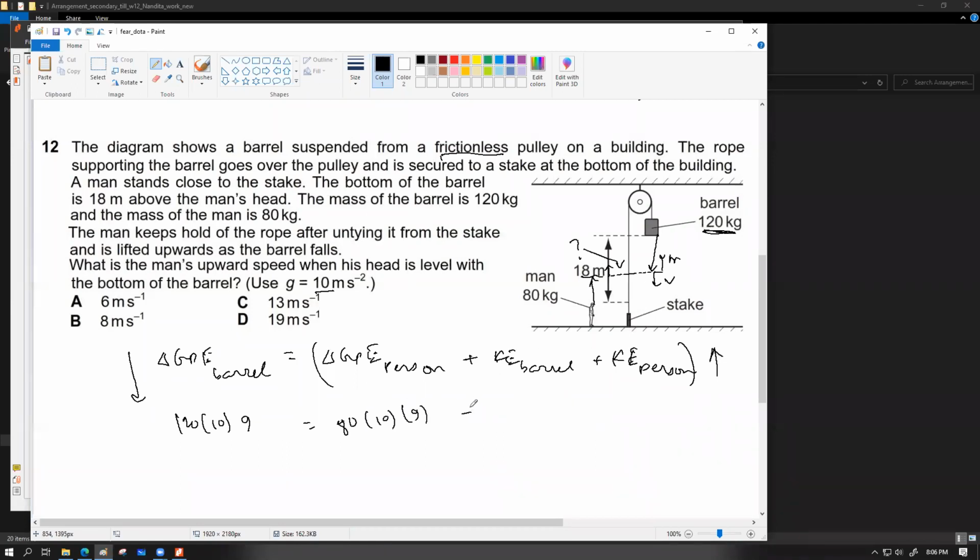Kinetic energy of the barrel হচ্ছে half into 120 into v square, আর kinetic energy of the person হচ্ছে half into 80 into v square. এই ইকুয়েশনে সবকিছু নিউমেরিক্যাল, শুধু একটা মাত্র আননোন, সেটা হচ্ছে v। ক্যালকুলেশন করে v এর ভ্যালুটা কারেক্টলি বের করলে আলটিমেটলি তুমি 6 মিটার পার সেকেন্ড পেয়ে যাবে। এটা হচ্ছে একটা সিঙ্গেল স্টেপে করার জন্য মেকানিজম, ঠিক আছে?